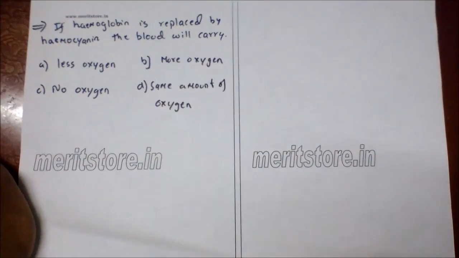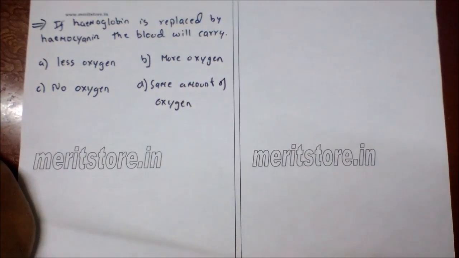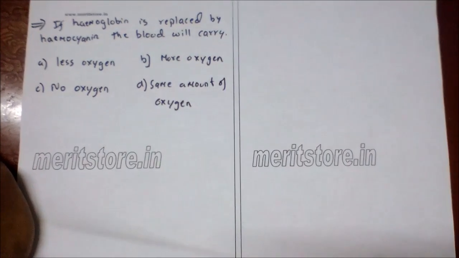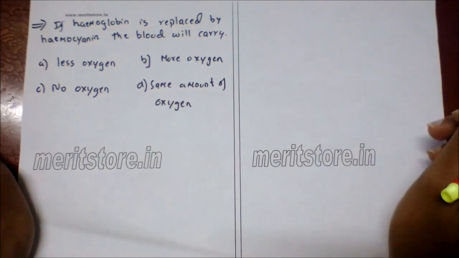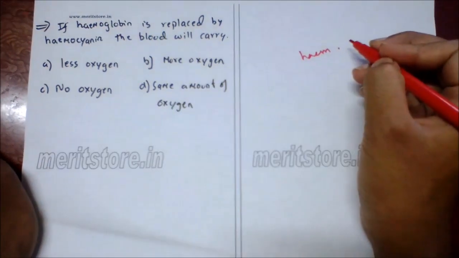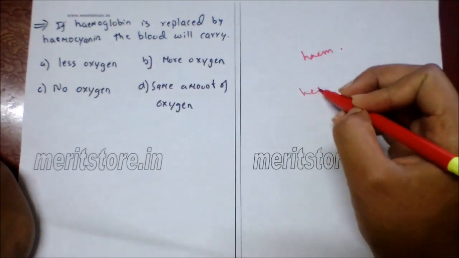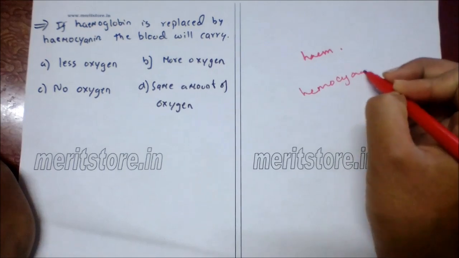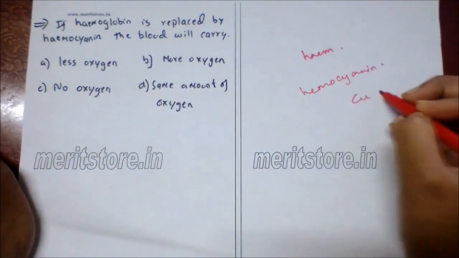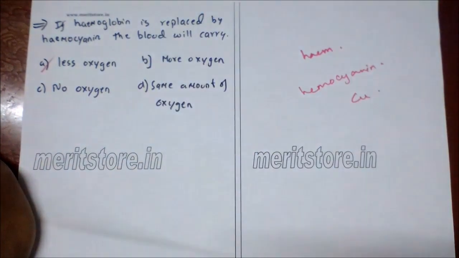If hemoglobin is replaced by hemocyanin, the blood will carry A, less oxygen, B, more oxygen, C, no oxygen, D, same amount of oxygen. So hemoglobin is an iron containing pigment heme which easily combines with oxygen and dissociates from it, whereas hemocyanin contains copper which has less affinity for oxygen. So option A is the correct answer.